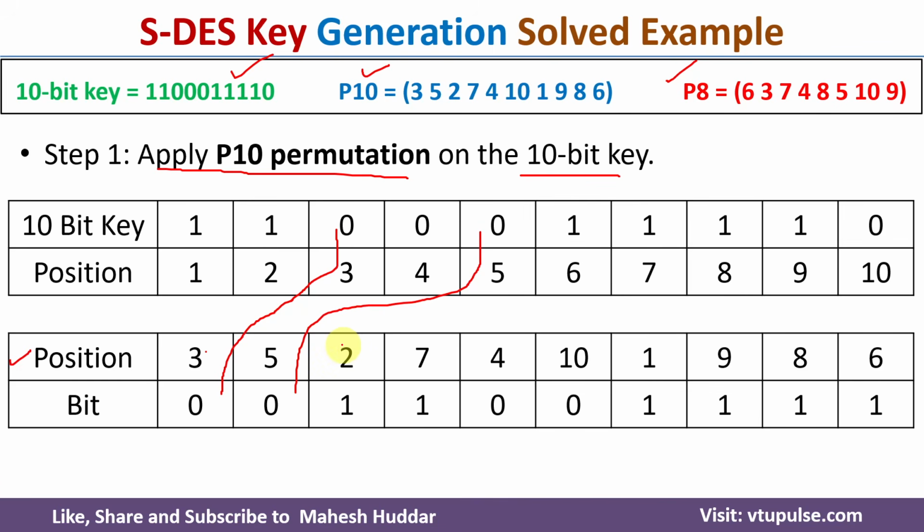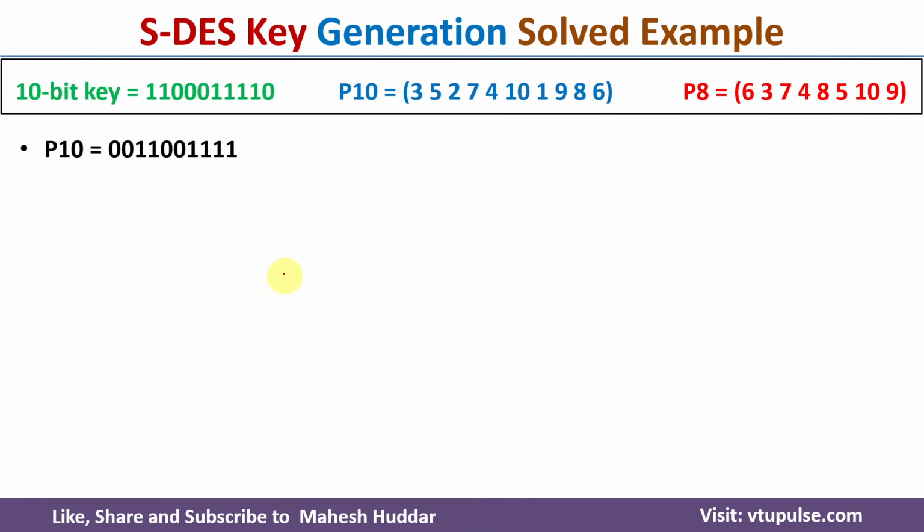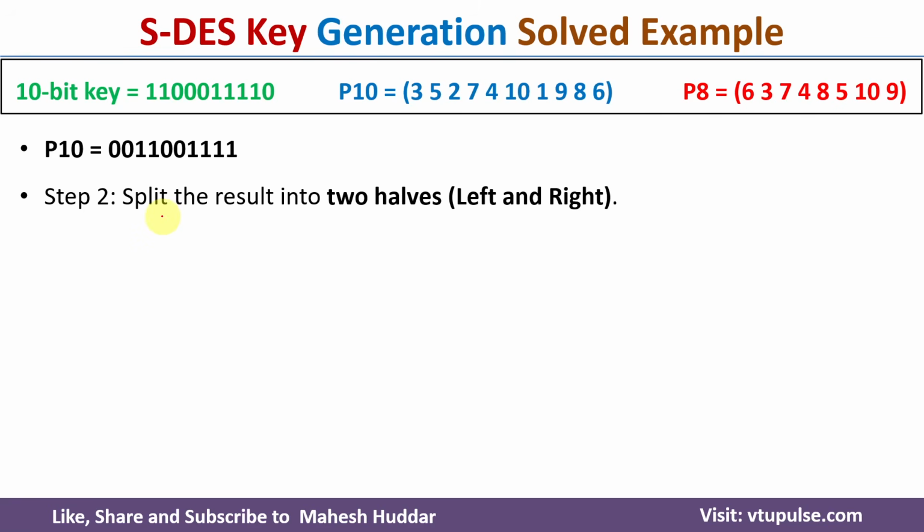And in the third position, we need the bit which is present in the second position in the 10-bit key. So this 1 has to come here. And in the fourth position of the P10 permutation, we need the seventh position bit which is present here. So this 1 has to come here, and so on. Once you perform this, we will get P10 equal to 0011001111.